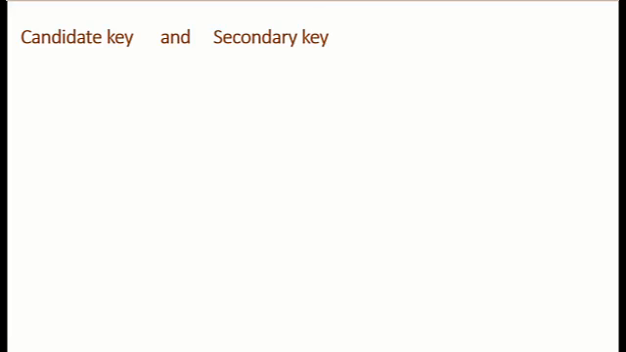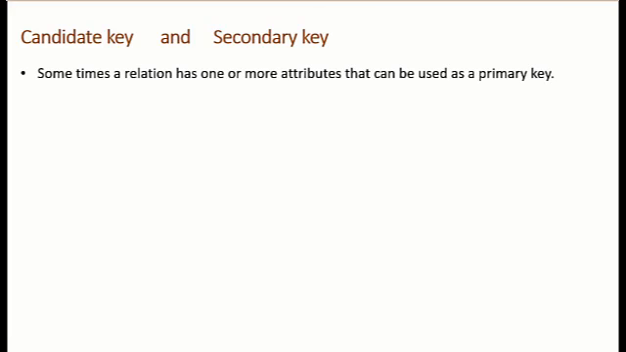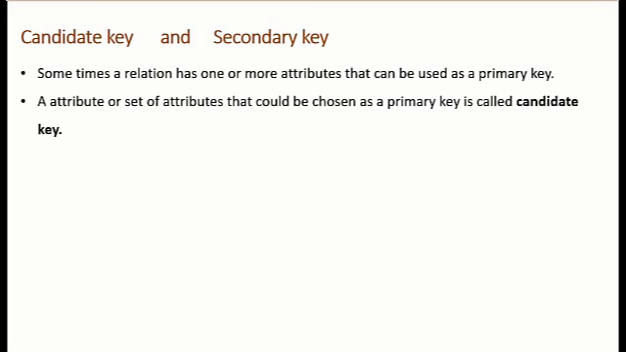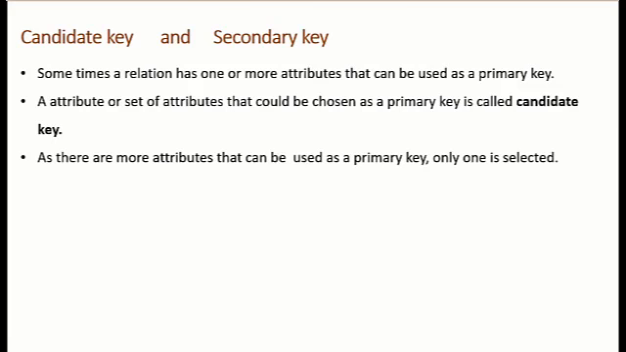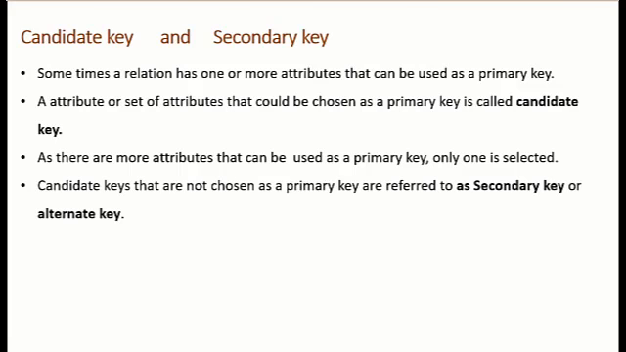The second type of key is the candidate key and secondary key. Sometimes a relation has one or more attributes that can be used as a primary key. An attribute or a set of attributes that could be chosen as a primary key is called a candidate key. As there are several attributes that can be used as a primary key, only one is selected. Candidate keys that are not chosen as the primary key are referred to as secondary keys or alternate keys.